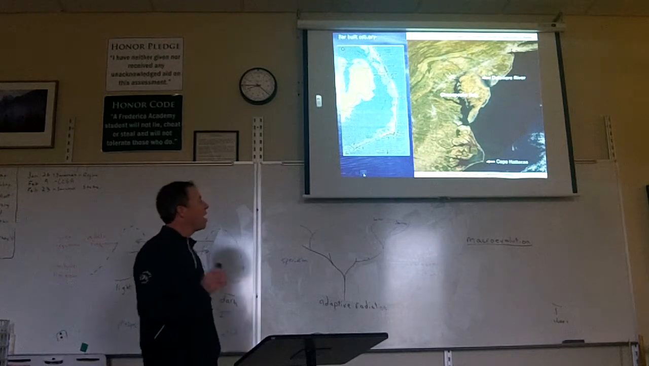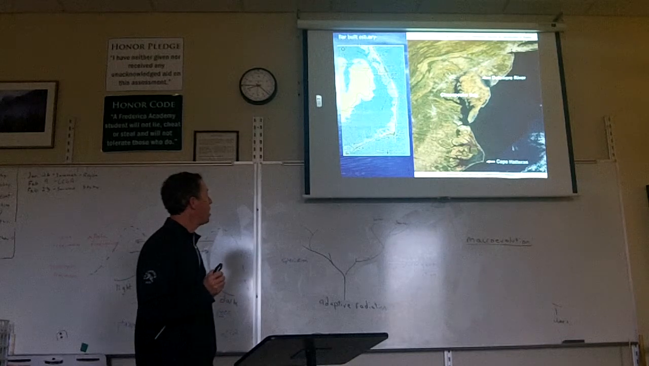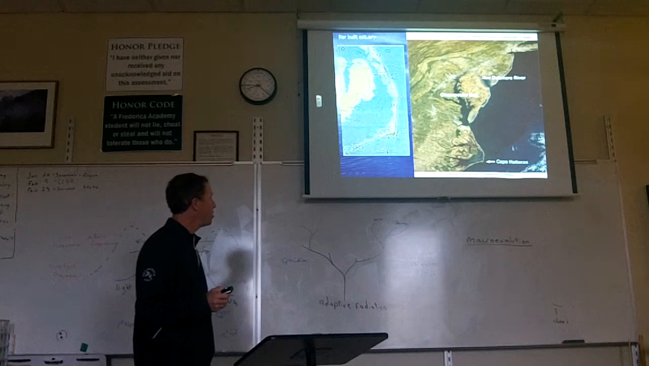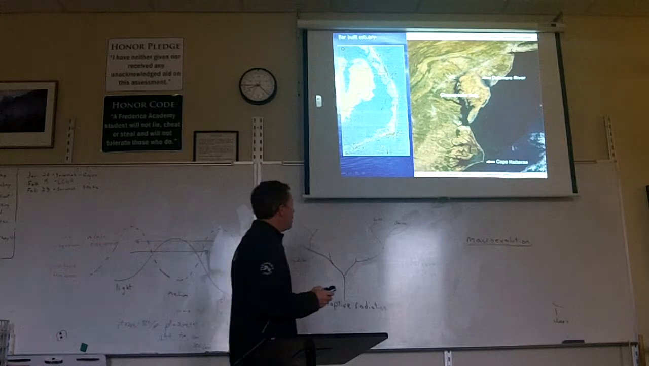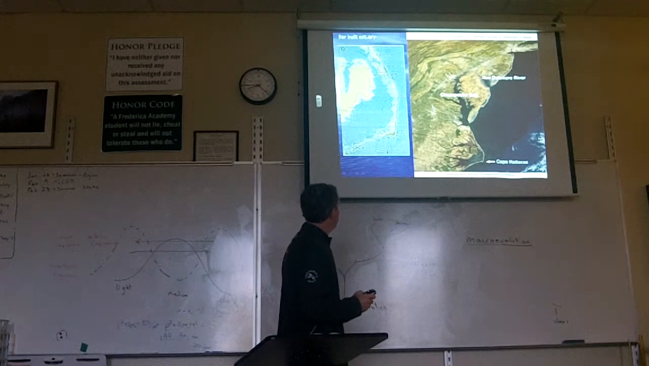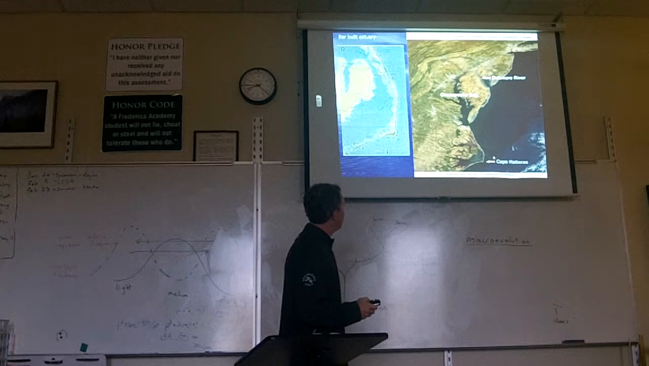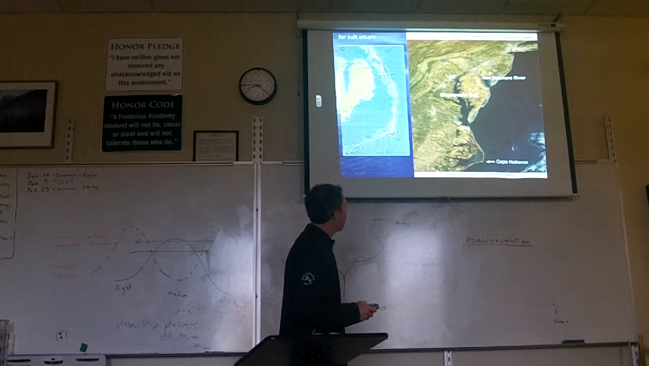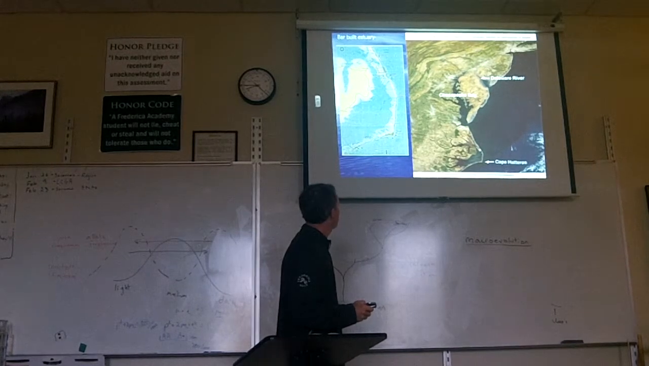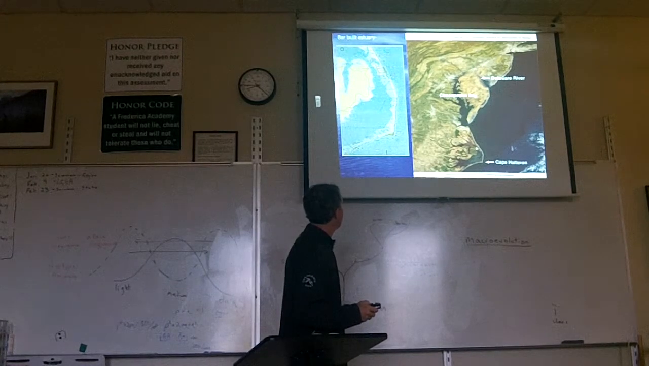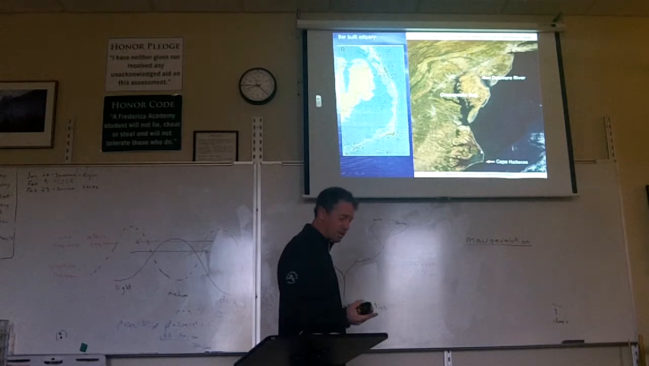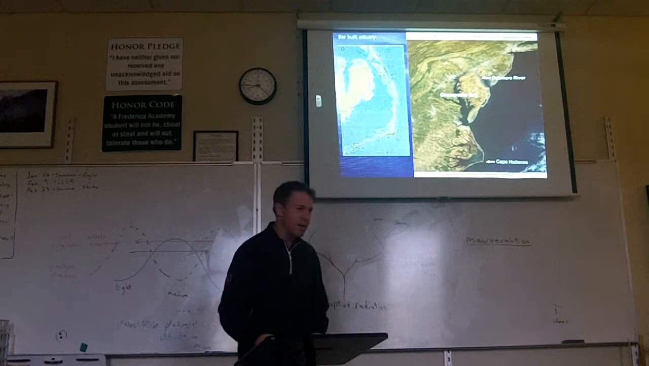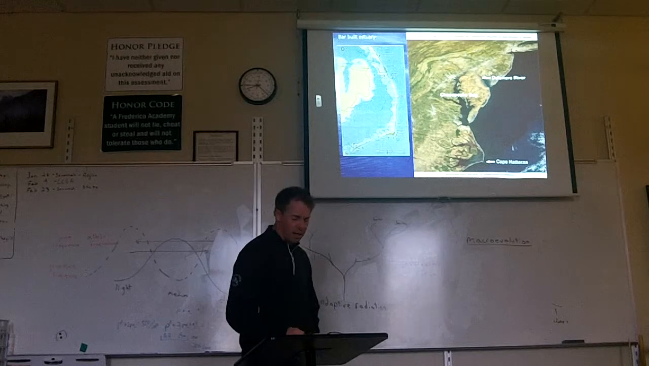Another type of estuary, the kind we have, is called a bar-built estuary. A good example is right here, these islands off the coast of North Carolina. They have a bunch of islands. Have y'all ever seen these or heard of these before? The name is slipping my mind here. Kitty Hawk. Yeah, Kitty Hawk is there.